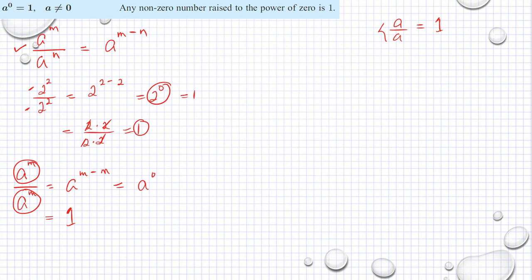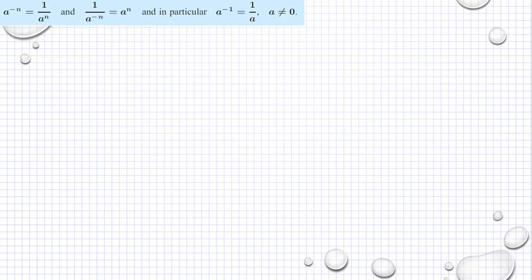And then the last law that I'm going to discuss is this one: negative exponent. If we have a negative exponent, it is equal to that one, or the other way around. 1 divided by a raised to a negative exponent will become a raised to a positive exponent. We will try to do an example with this one.